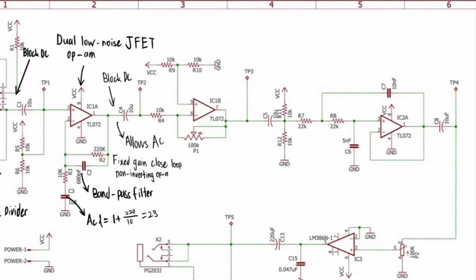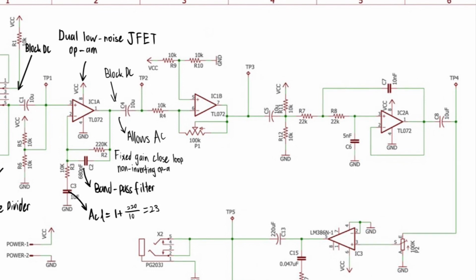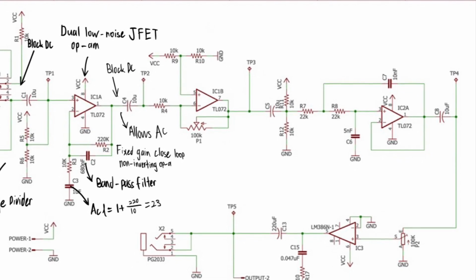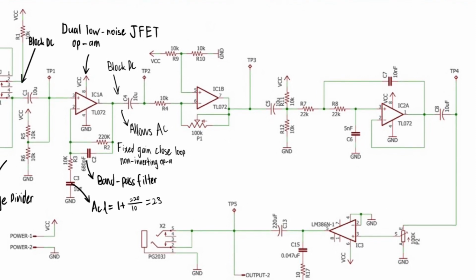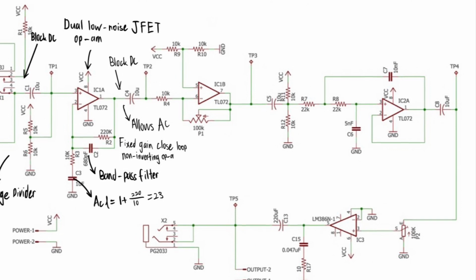The capacitor C1 at 10 microfarad blocks the DC bias voltage from the input. The voltage divider consisting of two 10K resistors provides half of the supply voltage, which allows the op-amp to work in single supply mode. In this case, 4.5 volt.